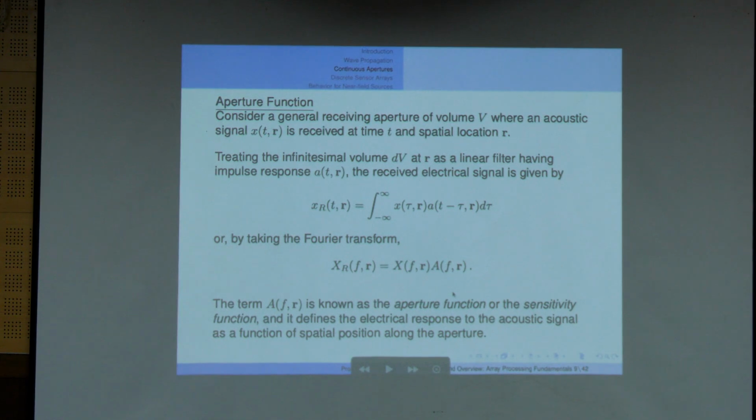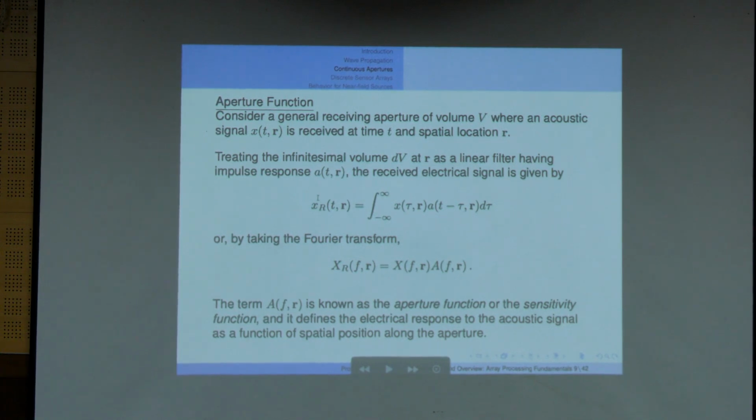It means, for example, for an acoustic wave, if it's a receiving aperture, what is the impulse response for a certain time and point? So what is the impulse response for a certain point on the aperture that translates or converts the acoustic wave into an electrical signal?